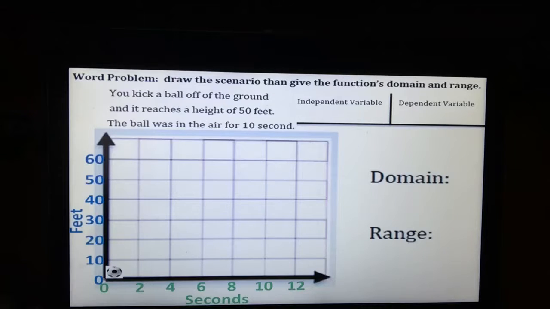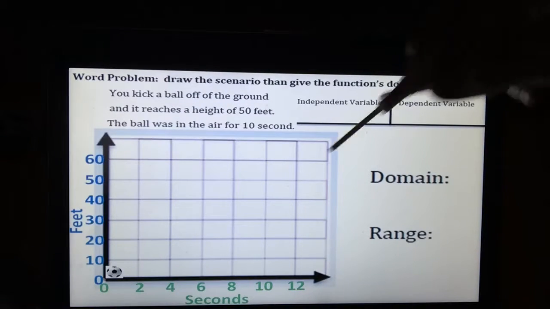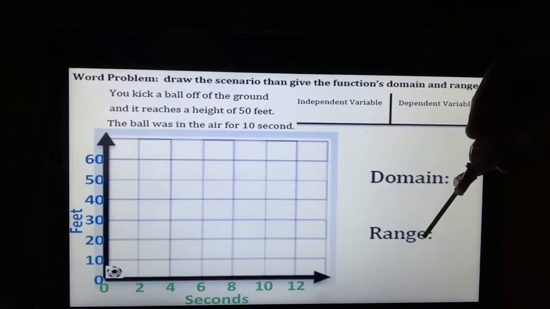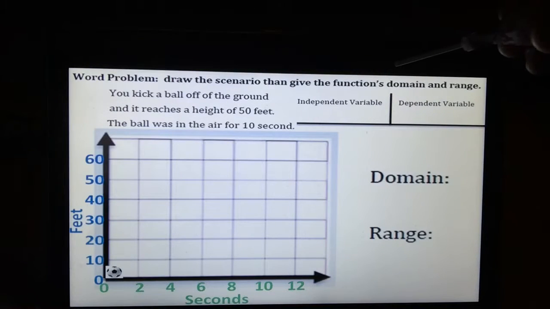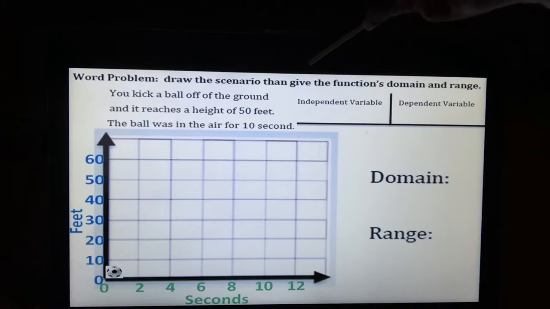All right, now in these word problems, what you're going to have to do is identify the independent and dependent variable. We're going to graph it, and then you're going to identify the domain and range. Now I'm going to help you start this one off. So it says that a ball is kicked off the ground and it reaches a height of 50 feet. The ball was in the air for 10 seconds.